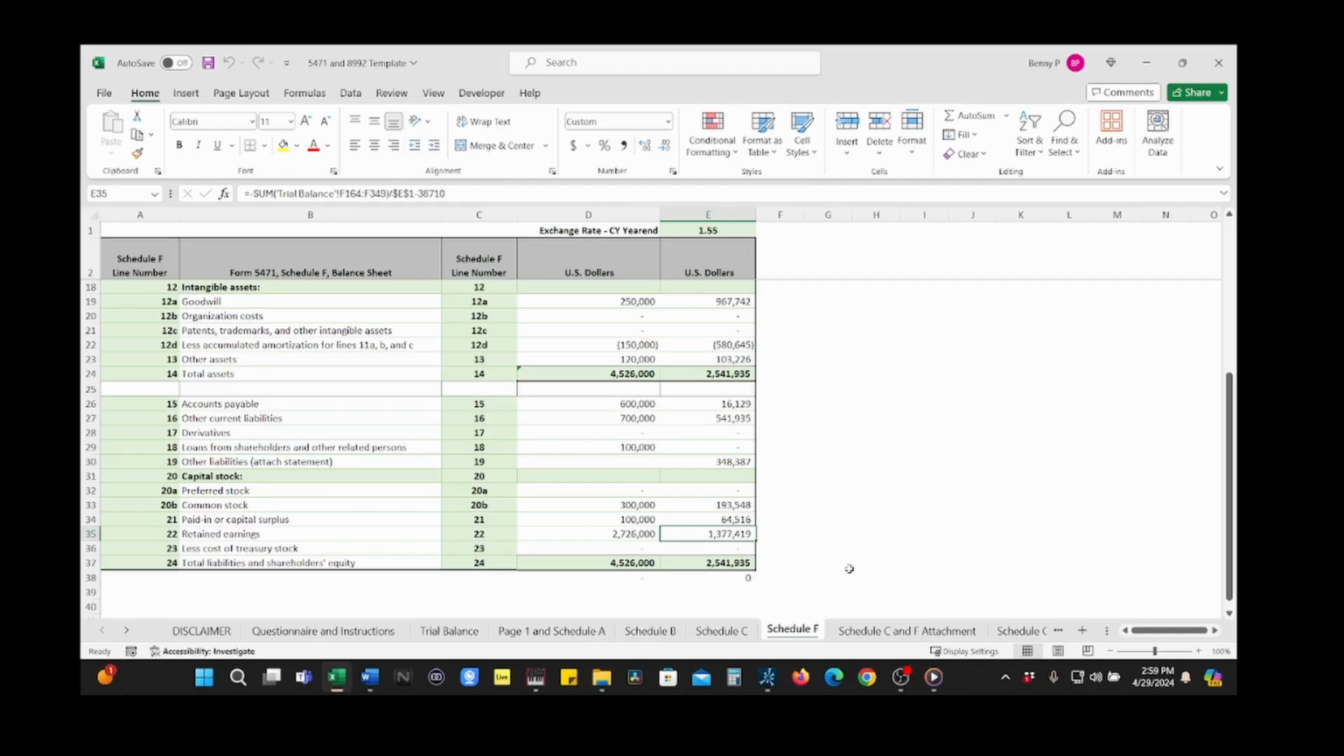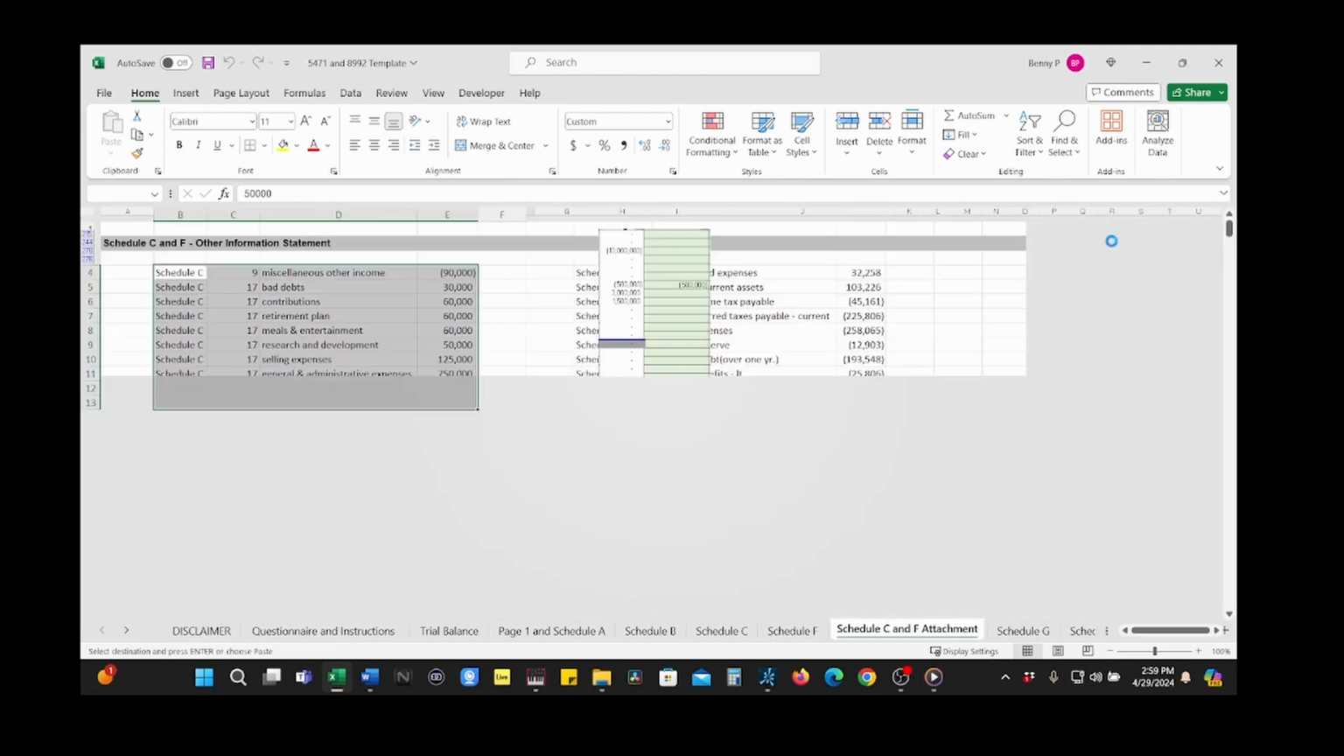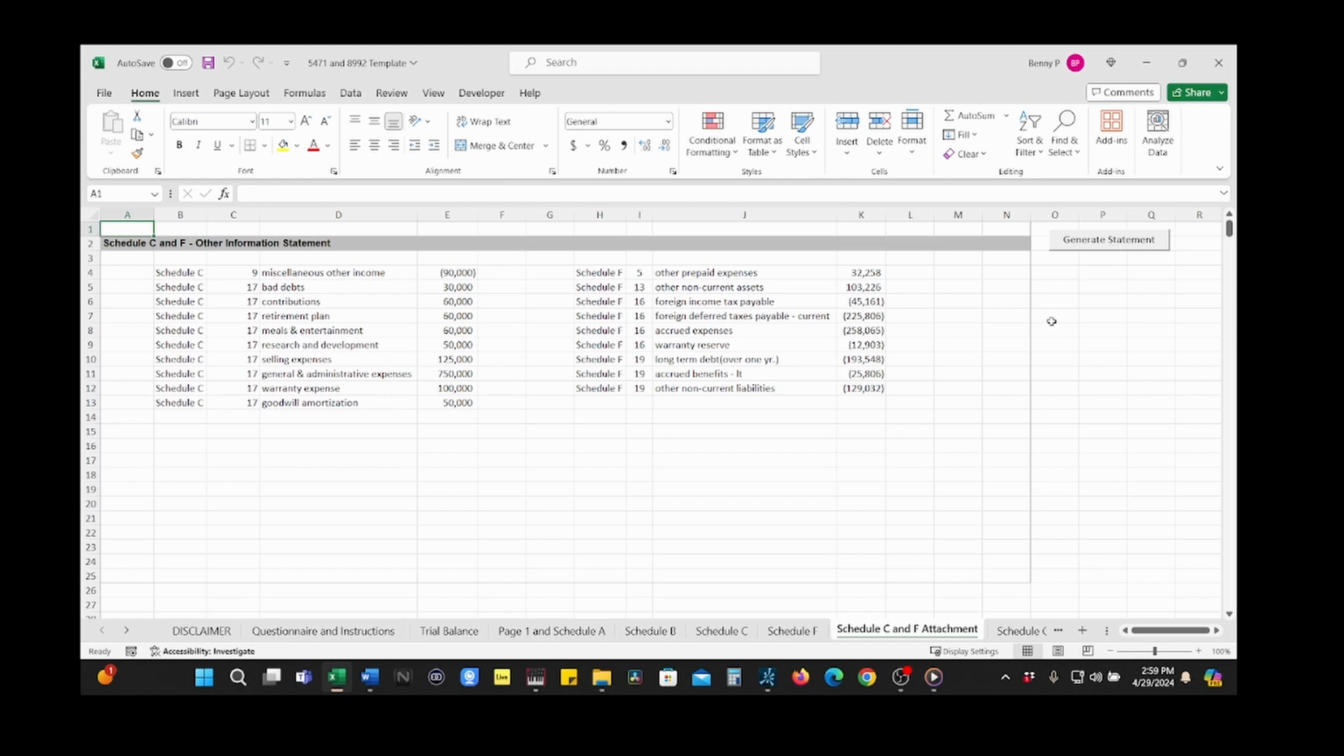For Schedule C and Schedule F, there are attachments that are required for the other income expenses and other assets and liabilities. I created this sheet that has an Excel macro that generates the other income and expenses and other assets and liabilities. If you don't like the debit and credit format generated by the trial balance, you can make the negative numbers positive. That should be a quick change.